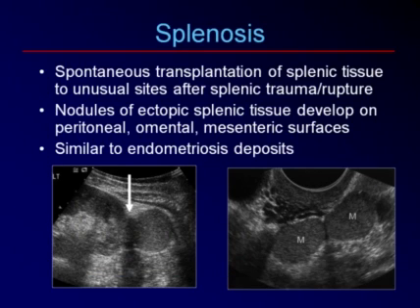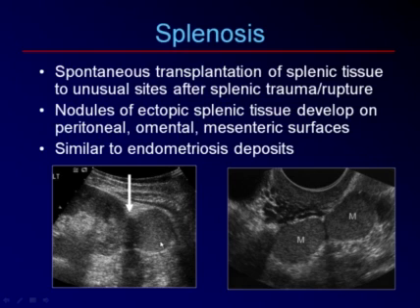Now, there's another way that we can see little spleens in the body. What I showed you just before was accessory spleens. There is such a thing as splenosis, these small little masses that are splenic tissue. But splenosis occurs only after splenic trauma or rupture. And then we have these little islands of splenic tissue that spontaneously transplant around the peritoneal cavity.